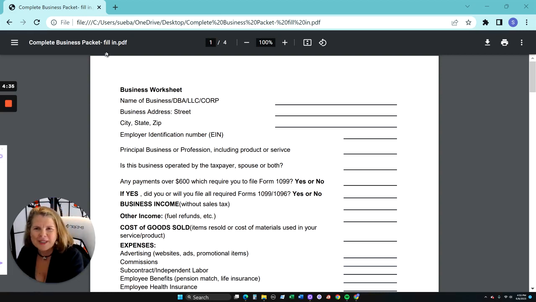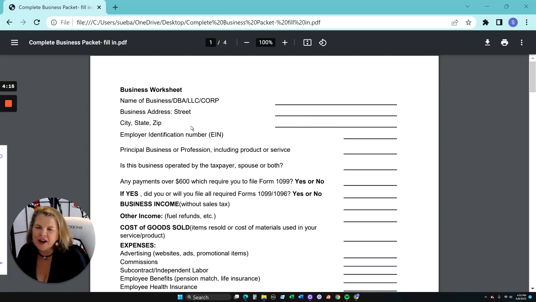So let's jump in. This business worksheet, you can fill this in, or like I said, give them the QuickBooks profit and loss, but you may have changed your business during the year. You may have changed it to an LLC, to a corporation. This is important for your accountant to know how to file you. Here is where you would put all of that information.